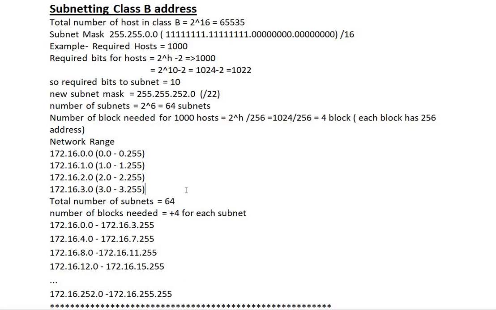So this is Class B subnetting for FLSM, fixed length subnet mask. We'll see VLSM Class B subnetting in the next session.